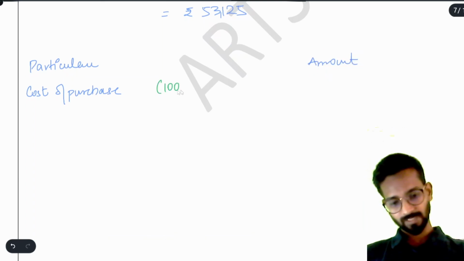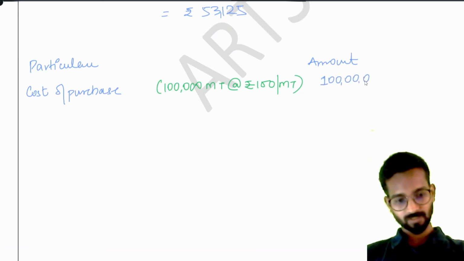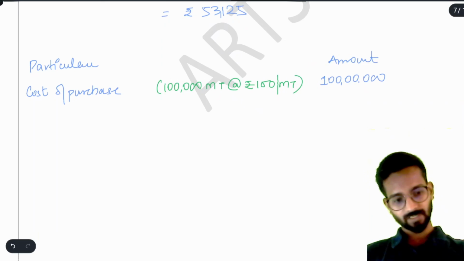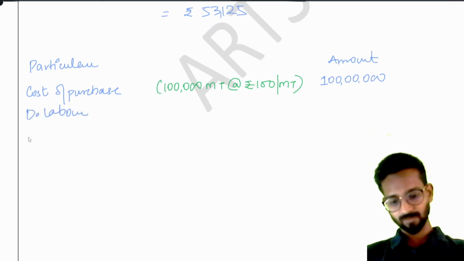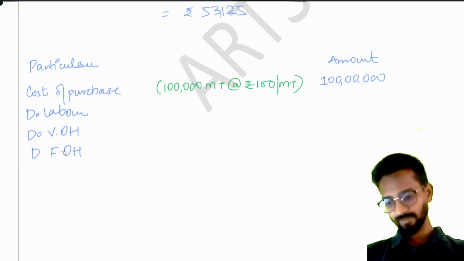That was 1 lakh metric ton of raw material at rupees 100 per metric ton. It means that is totally 100 lakhs, or you can say 1 crore. Okay, now after that, what all expenses we had? We had direct labor, direct variable overhead, and direct fixed overhead.